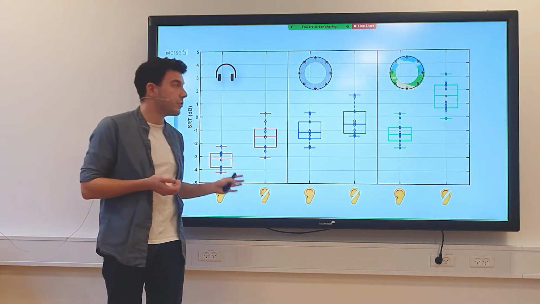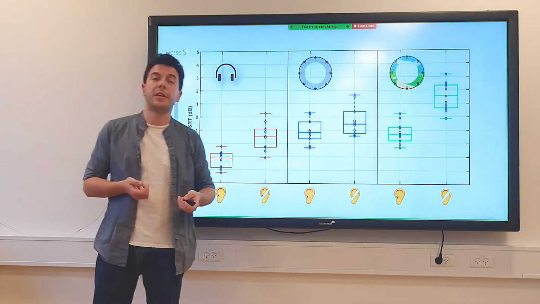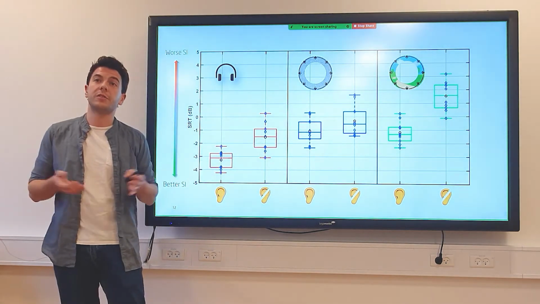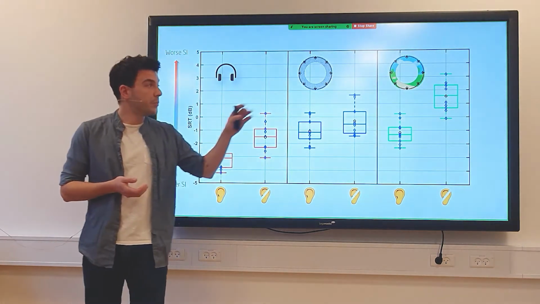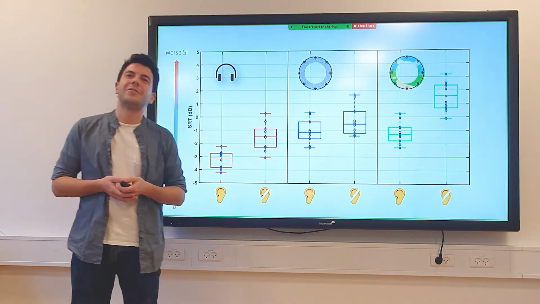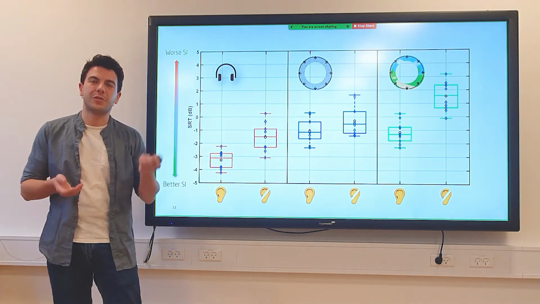So there's an overall upward shift in SRT for all participants, so it becomes harder, but it becomes more harder, let's say, for hearing impaired people. And that's conclusion number 1.